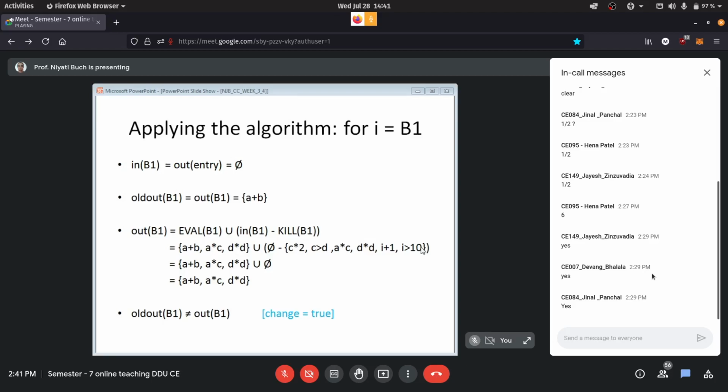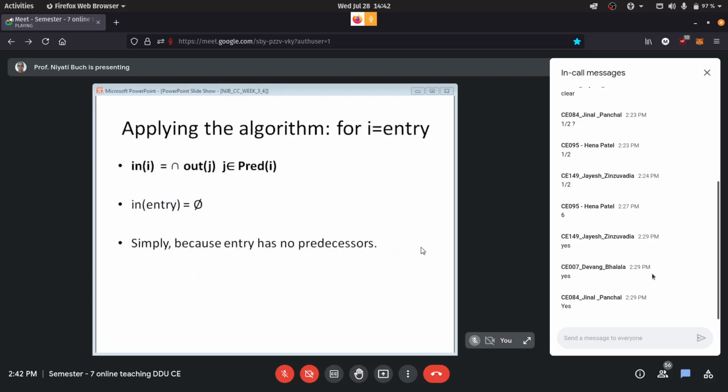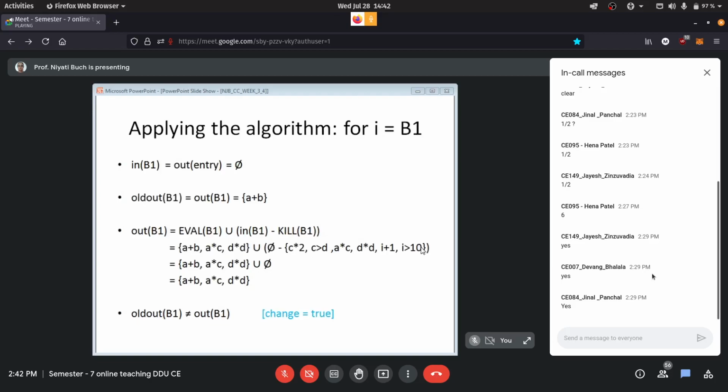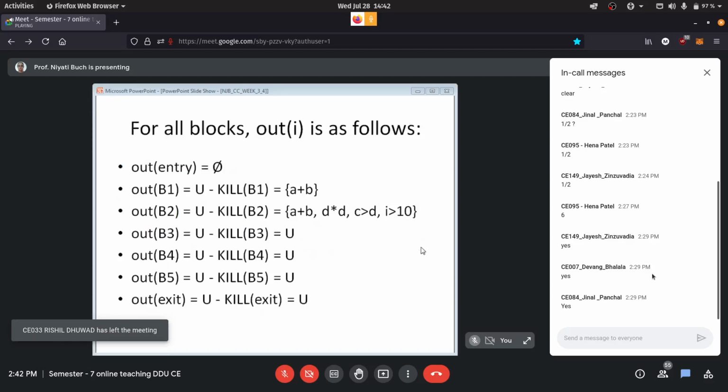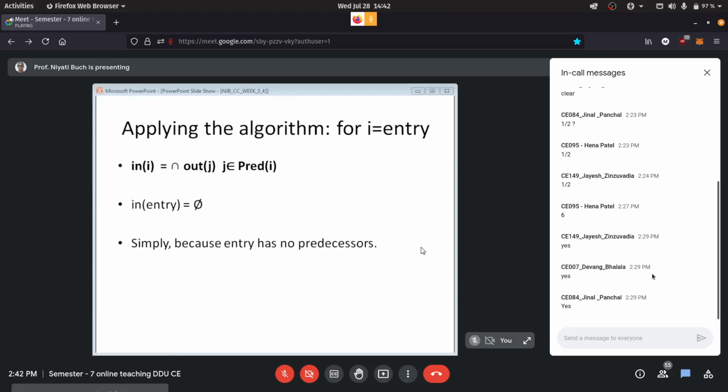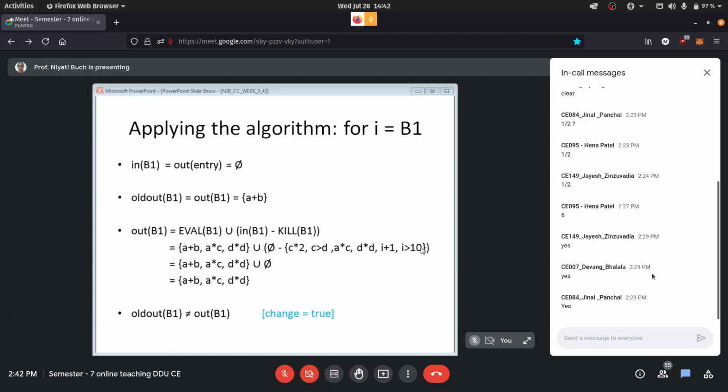In of B1 is what? The intersection of all its predecessors. So if you look at the flow graph, we have an edge from entry to B1. So entry becomes the predecessor, and because out of entry is 5, as we calculated over here, that is why this is also 5. See over here, out of entry, we calculated it over here, it is 5, correct? So that is why over here the value is also 5.